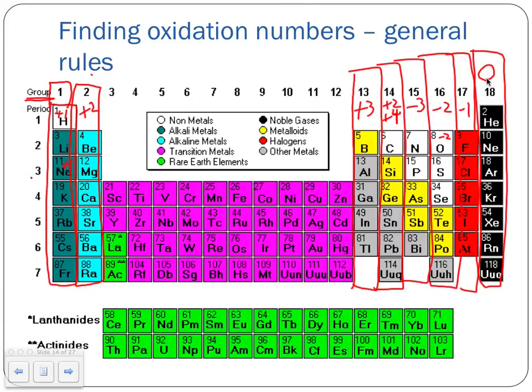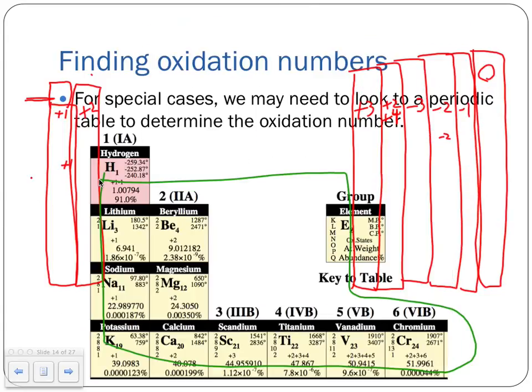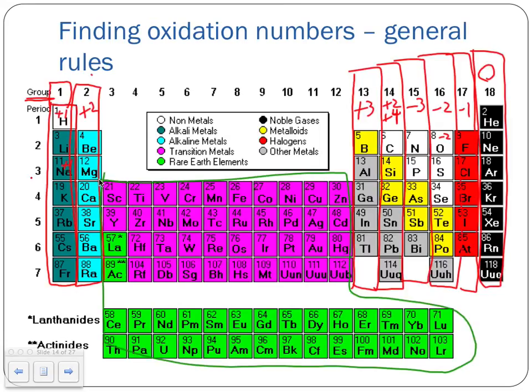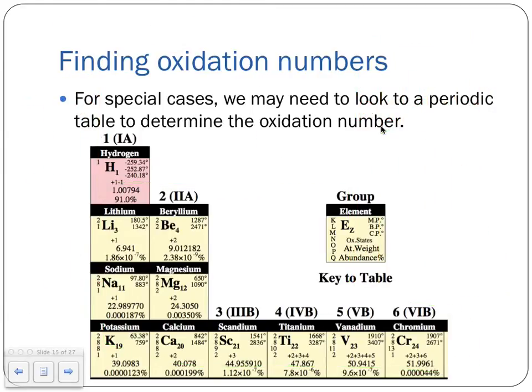But notice that we've sort of skipped a very large number of elements in the periodic table. This whole giant group right in here, well not group, but this whole collection of elements here. So what do we do if we need to find out what the oxidation numbers are for those guys, what their valences are? Well, we're going to have to look to the periodic table. And so for special cases, and also for cases where some of these guys, the non-metals that go off through here, when they are cations, then we're going to need to do this as well. But for special cases, we'll need to look at a periodic table to determine the oxidation number.